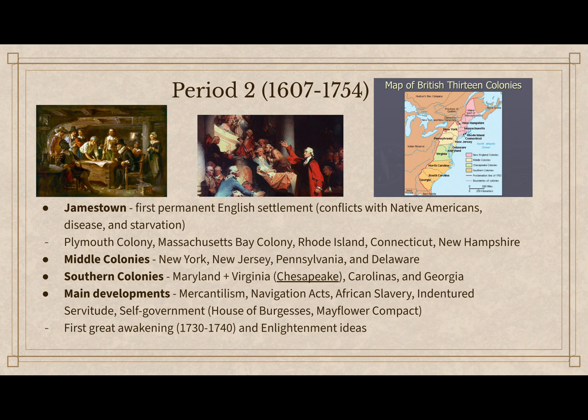Period 2 is all about what life was like in the early colonization of the Americas. The first permanent English settlement at this time was Jamestown. It was funded by a joint stock company called the Virginia Company, and it was mainly established because the British were searching for gold.